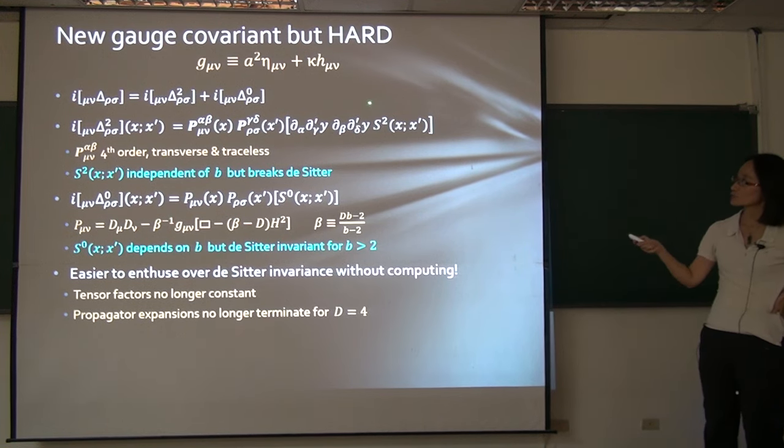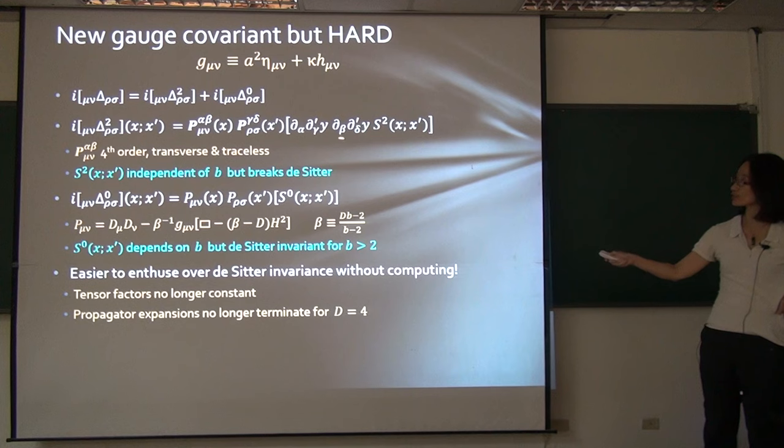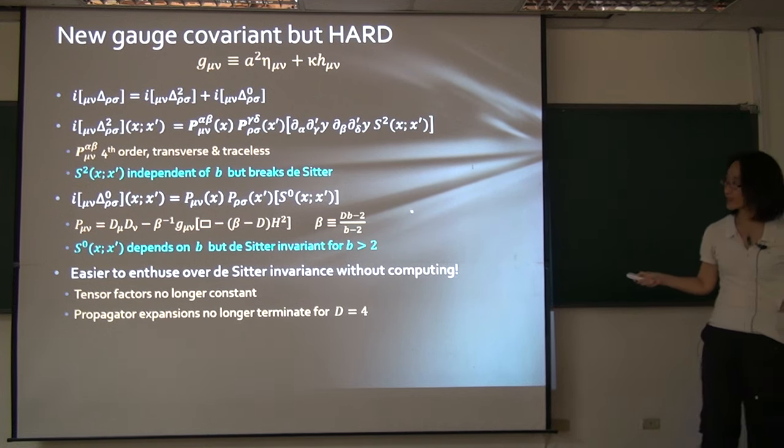In this gauge, we do not conformally rescale the Graviton, and the Graviton propagator becomes very, very complicated. It consists of a spin 2 part and a spin 0 part. The spin 2 part is this: a projection operator at x, and a projection operator at x prime. Each projection operator consists of four covariant derivatives, so eight covariant derivatives adding on this function. Then there are two derivatives on y, two derivatives on y, and S2, which is the spin 2 structure function. So it's very, very complicated compared with the old Graviton propagator. And the spin zero part is a little bit simpler, but it's still complicated.